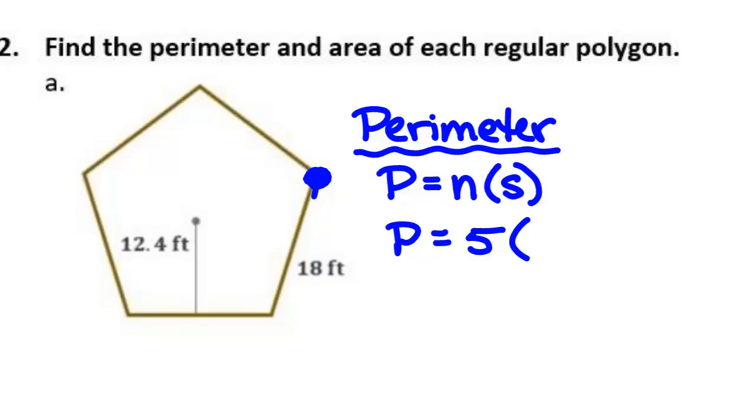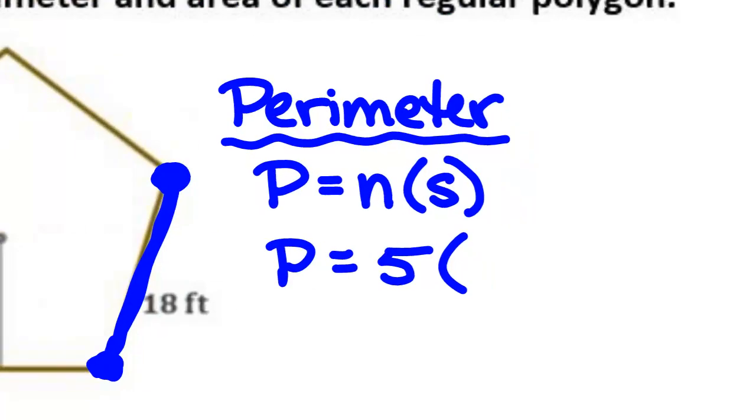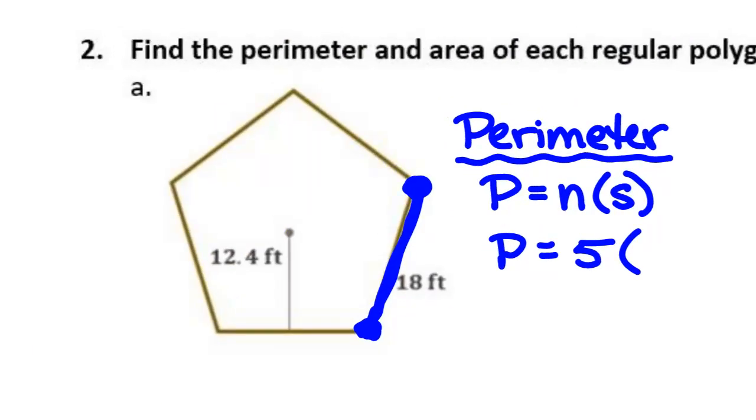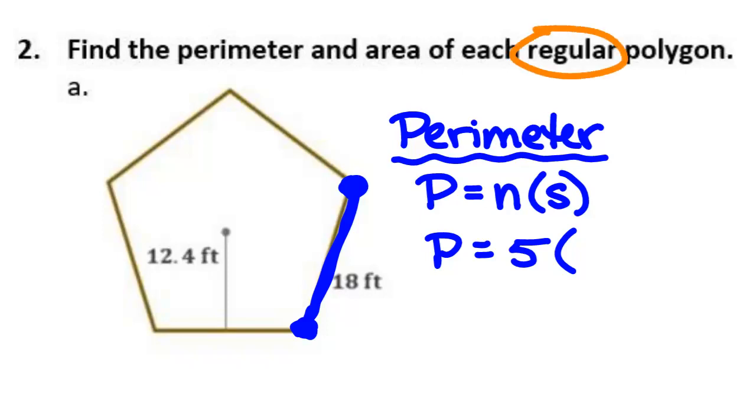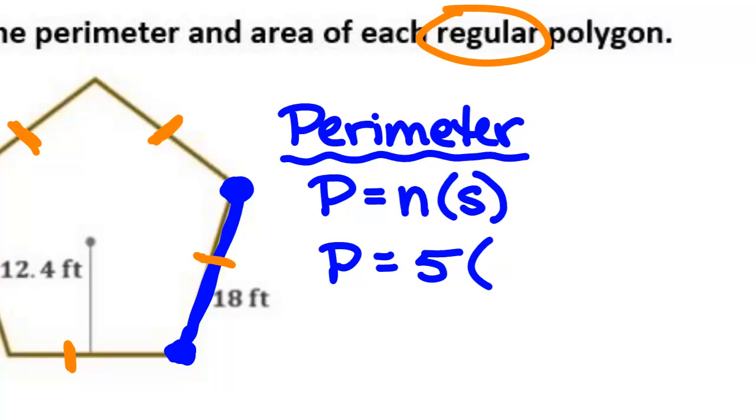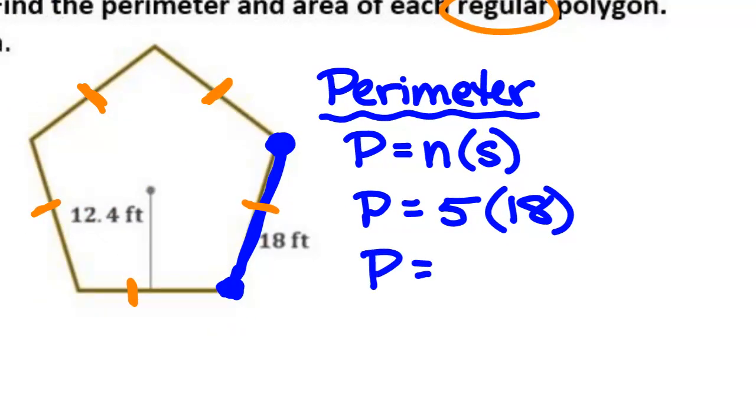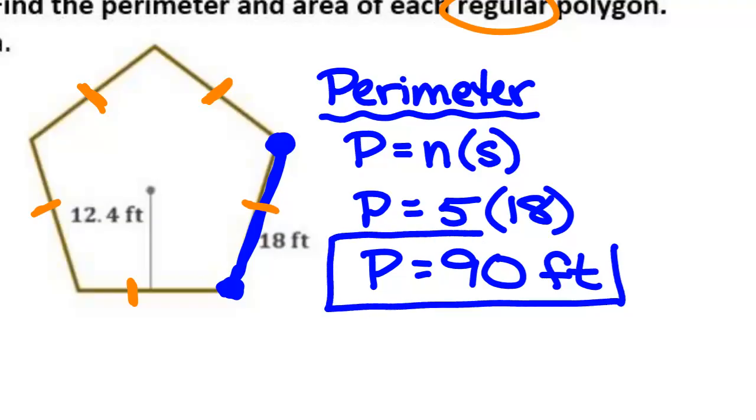Right here it shows me that from this corner down to this corner is 18 feet. So that is the length of one side. And because it is a regular polygon, all 5 sides are congruent. So we do 5 times 18. What is 5 times 18? 90. So the perimeter is 90. Should we put units with that? Feet. Yes. 90 feet for the perimeter.